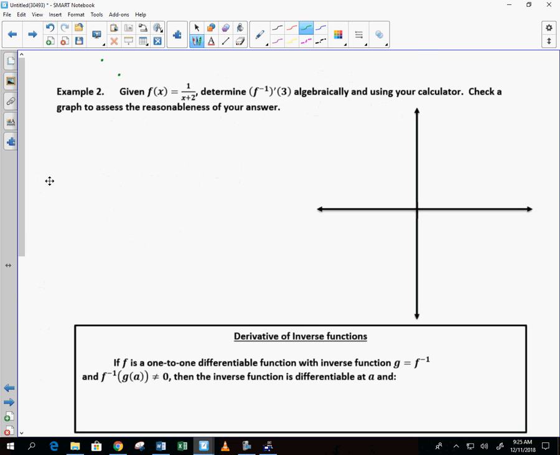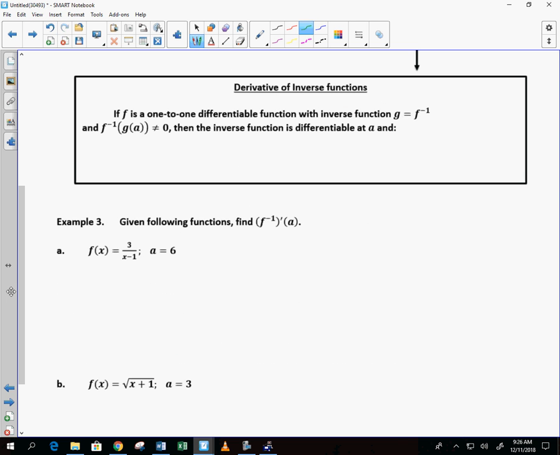Okay, we're going to skip this example 2. We're going to go into the derivative of inverse functions. This is the definition. If f is 1 to 1, a function that's 1 to 1 passes the horizontal line test. It means that it has an inverse. So assuming that the function is 1 to 1 and has an inverse, and it's differentiable, meaning you could take the derivative, okay? And the inverse function g is equal to f inverse. And f prime of g of a does not equal 0. You'll see why that pops up in a second.